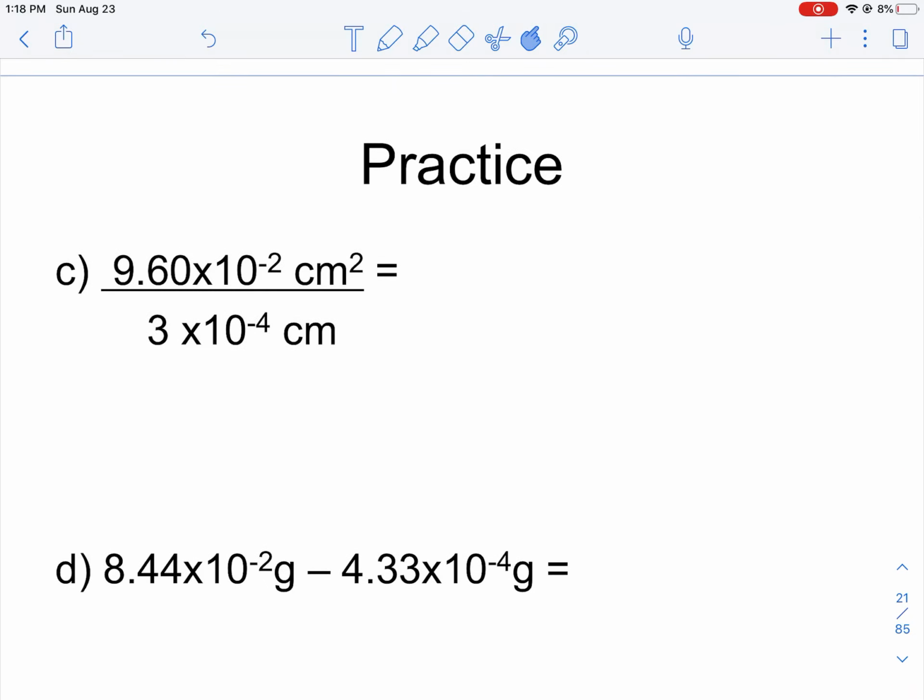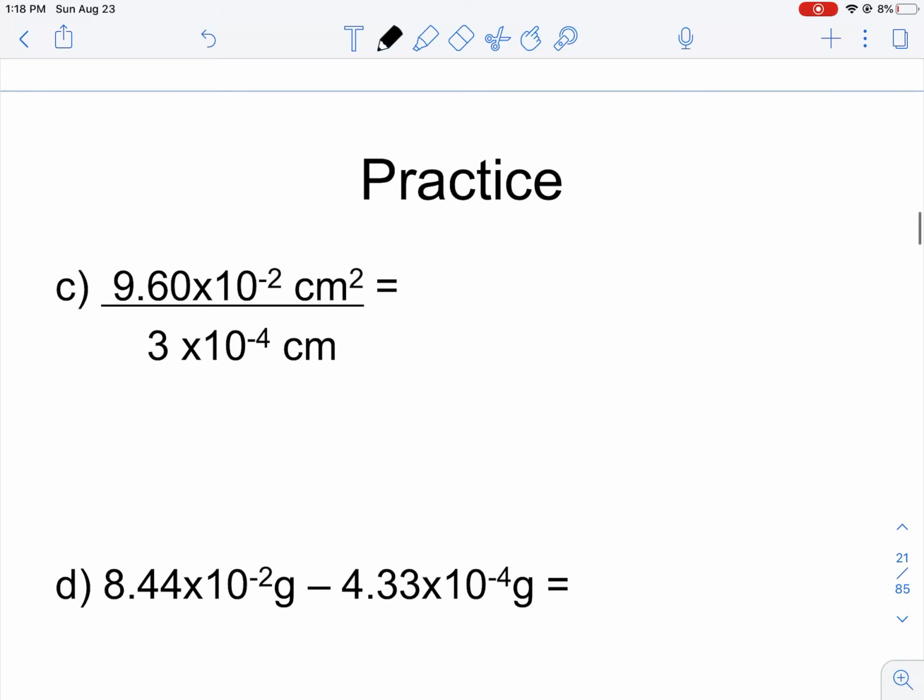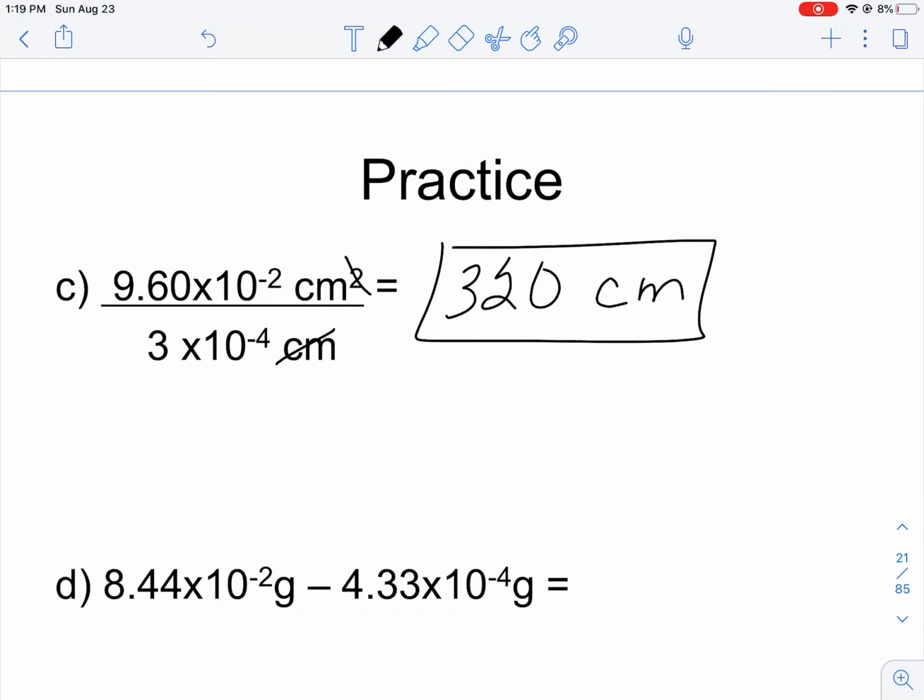Okay, letter C. Now this comes out to be 320. So no need to put it in scientific notation because there's only 2 places. But don't disregard your units. So centimeter, this is division. So centimeter goes into centimeters squared 1 time. So we have 320 centimeters.